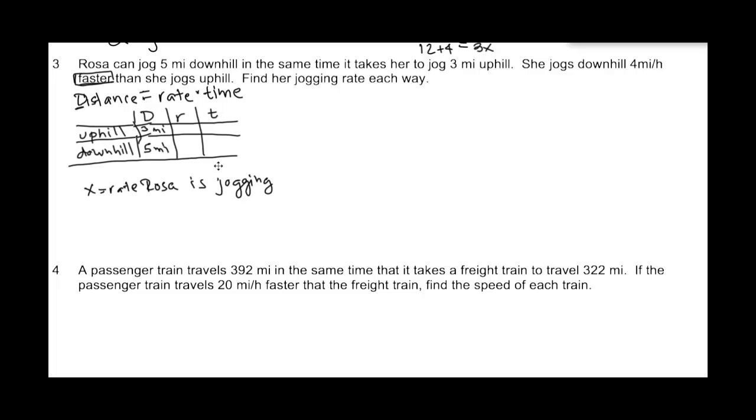Okay, so we do know that there is a relationship that she jogs downhill faster than she jogs uphill. So how much faster? 4 miles. So if we say downhill, we'll do a rate of x plus 4 if the uphill just represents x. So in specific, this is uphill. And then the rate plus 4 is her rate as she jogs downhill.